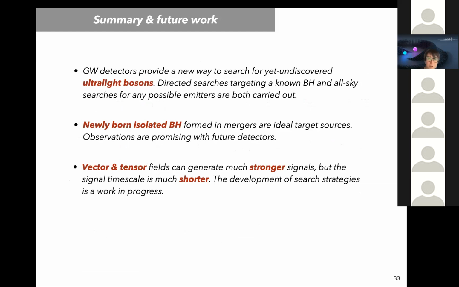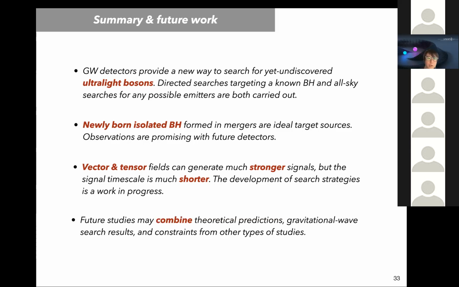So far we have been talking about a scalar cloud, but vector and tensor fields can also generate such signals, with stronger signal amplitude but a shorter time scale. There are already some methods to look at these signals, but the development of optimized search strategies is still a work in progress. So for the future, it's very interesting to combine these different studies, like theoretical predictions, gravitational wave search results, and constraints from other analyses. I really hope that I have more chances to talk to some of you and look into the possibility of new studies in the future.